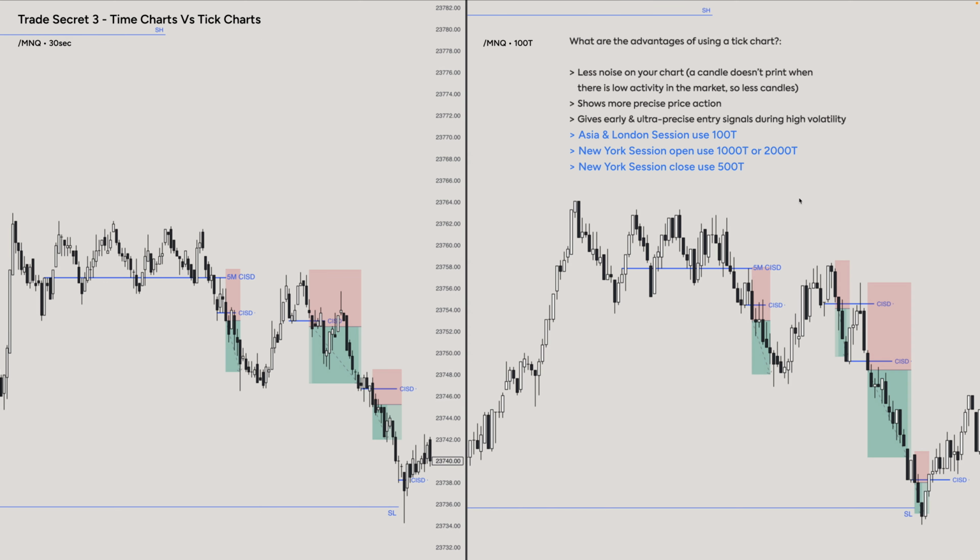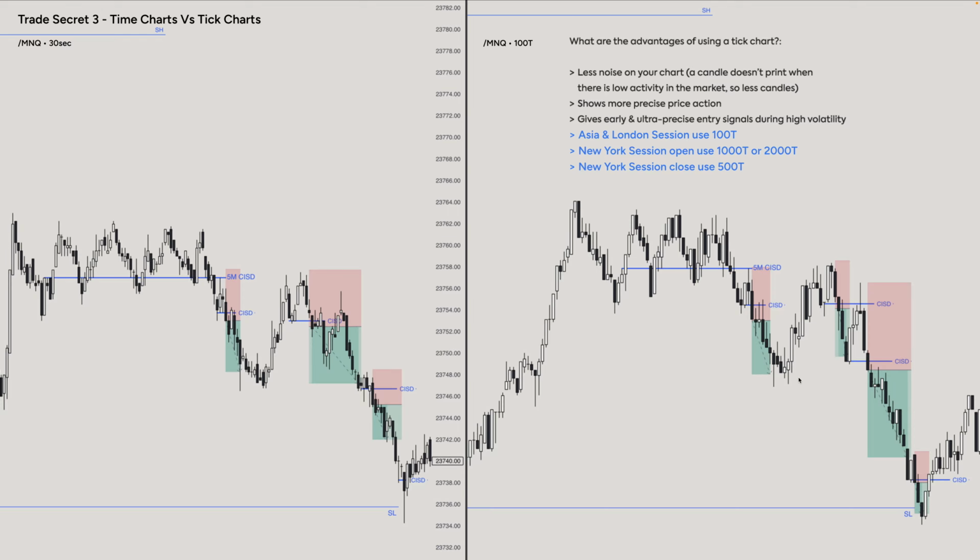One very important thing to know is which tick chart to use. If you trade Asia and London session, you use the 100 tick chart. But if you trade the New York Open, let's say the 9:30 New York Open and onwards, you have to use a 1,000 tick chart or even a 2,000 tick chart. If you try to use a 100 tick chart during New York Open, the chart doesn't know what to do with itself.